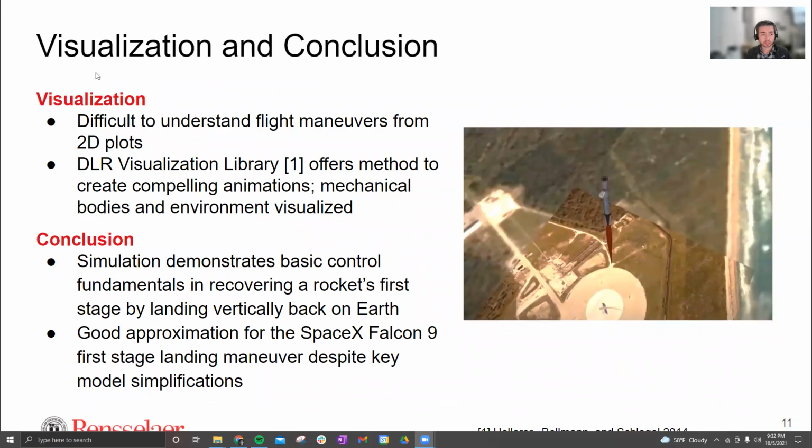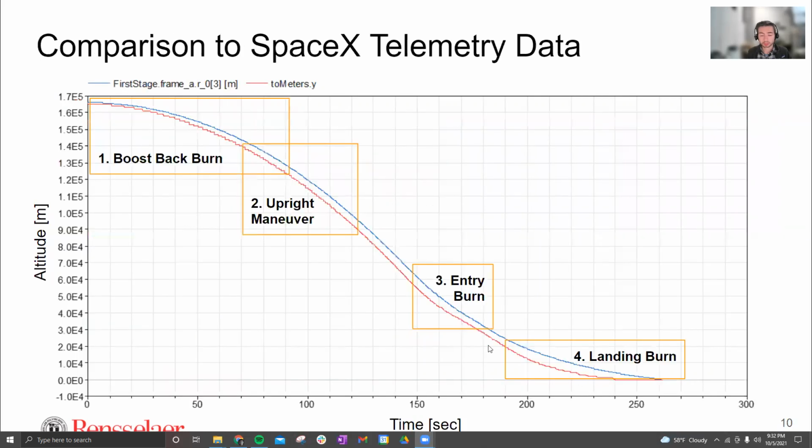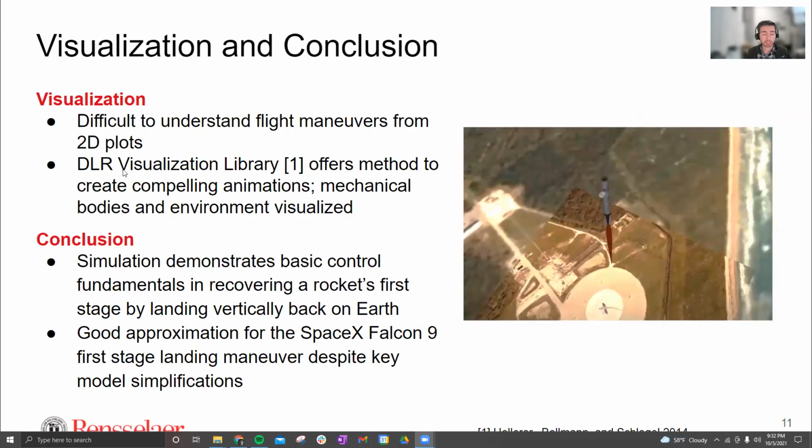And lastly, we'll go over the visualization and conclusion. Sometimes it's difficult to understand the flight maneuvers from just these 2D plots. It's difficult to appreciate and difficult to share with those who may not be familiar with your work. That's where this visualization library comes into play. It makes it very easy to attach this library's predefined visualization bodies to existing physical bodies on your model, and it allows you to play an animation and see the actual rocket.